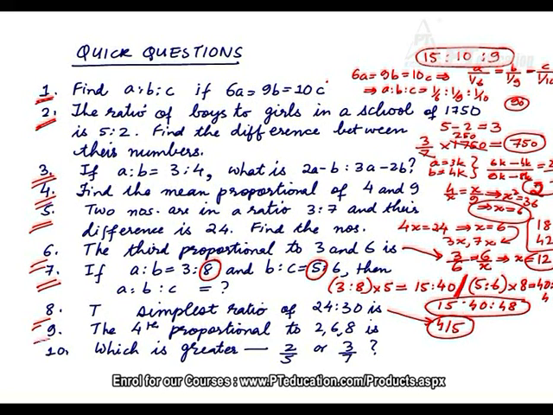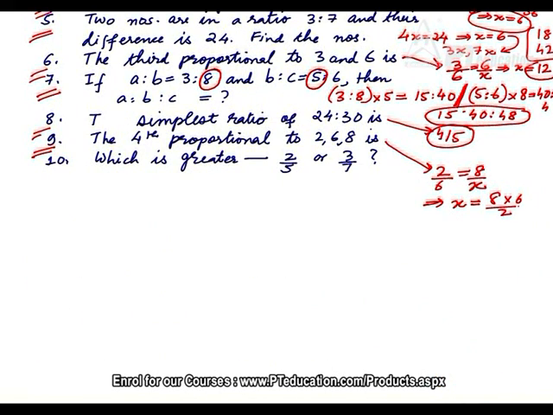Question number 9. The fourth proportional to 2, 6 and 8 is 2 by 6 is equal to 8 by x, which will give you x to be 8 into 6 by 2. And as you can very well see that in this case for question number 9, the answer will be 24. I hope this is clear. And the last one, which is greater, 2 by 5 or 3 by 7?